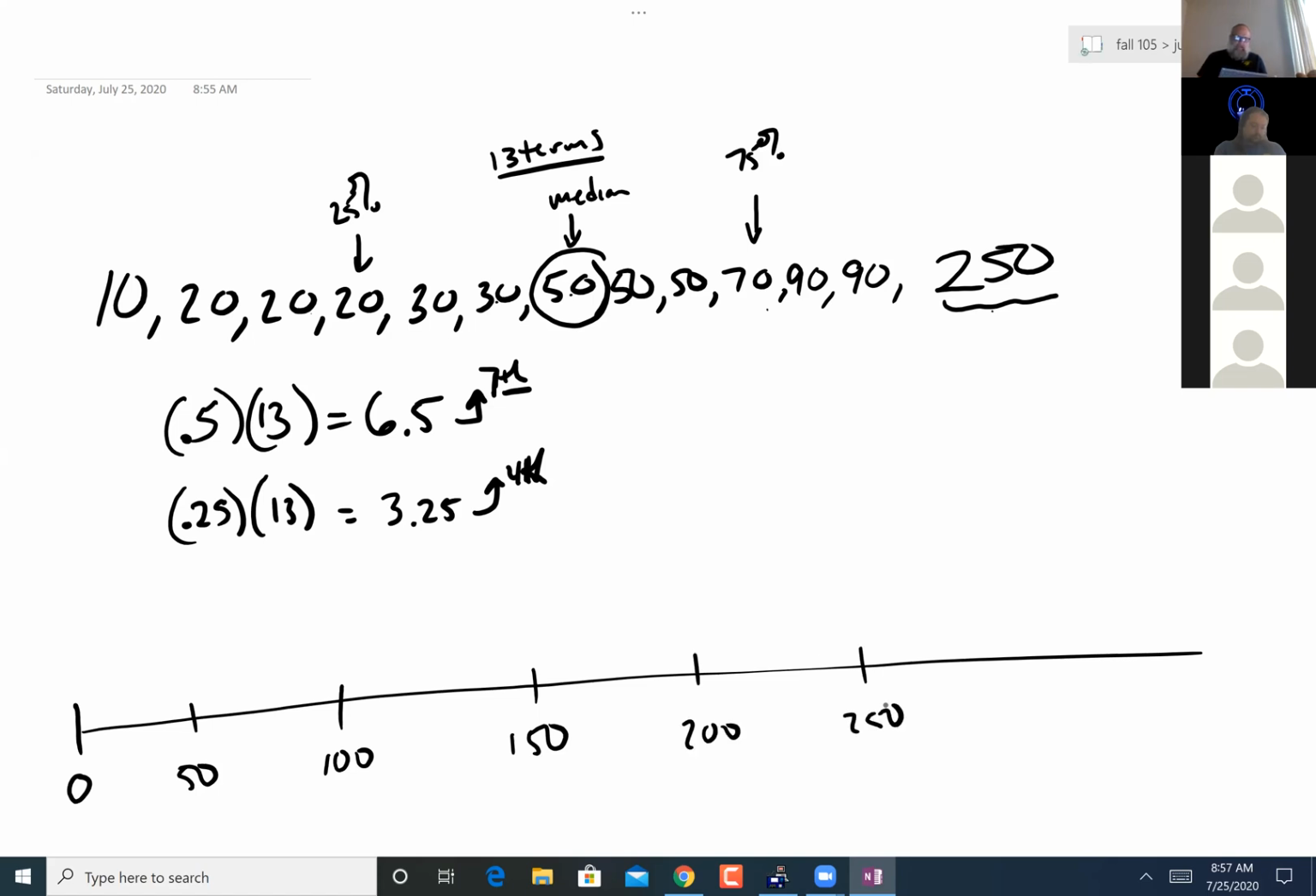Okay. And so 50 is my median. Well, that's right here. Cool. 20, my 25th percentile. 70 is my 75th percentile. There's my box.